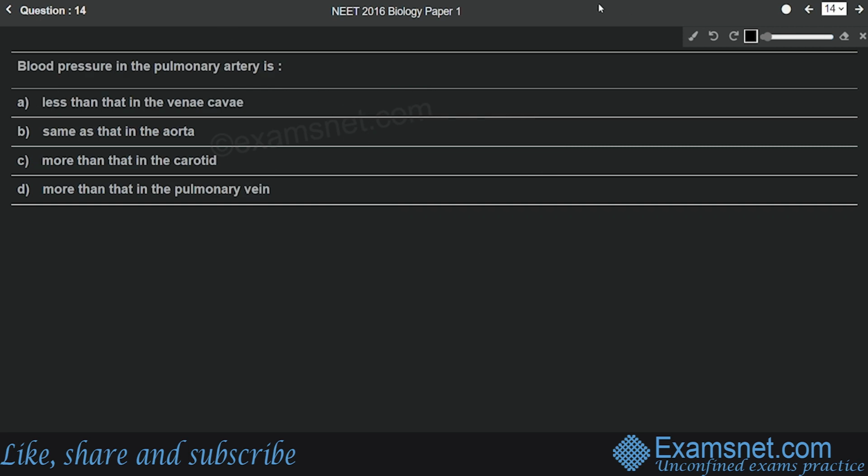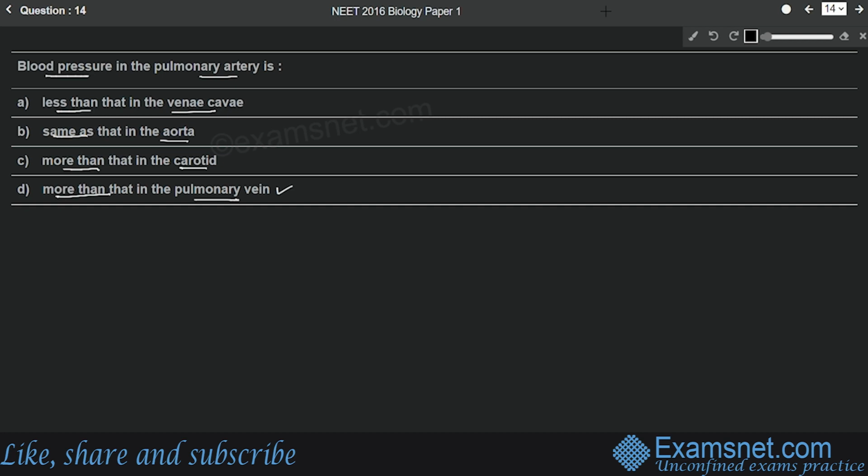Question number 14 is from the chapter Body Fluids and Circulation, and the question is, blood pressure in the pulmonary artery is option A, less than that in vena cava, option B, same as that in the aorta, option C, more than that in the carotid, and the last one is more than that in the pulmonary vein. So the correct answer is option D, that is more than that in the pulmonary vein.